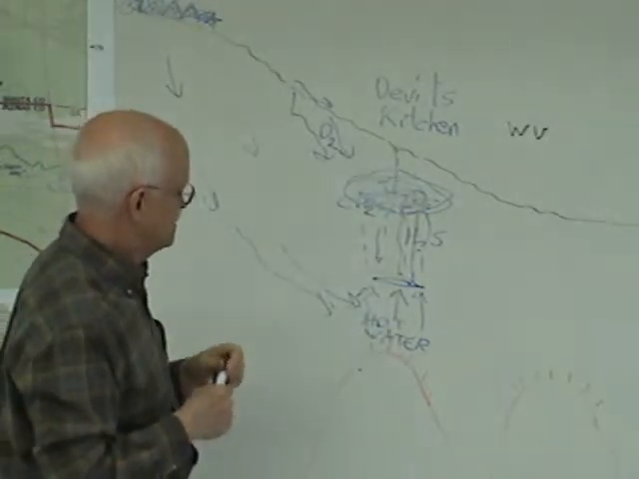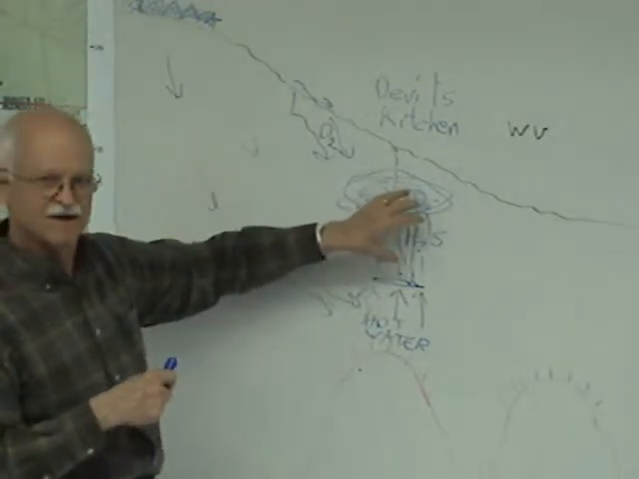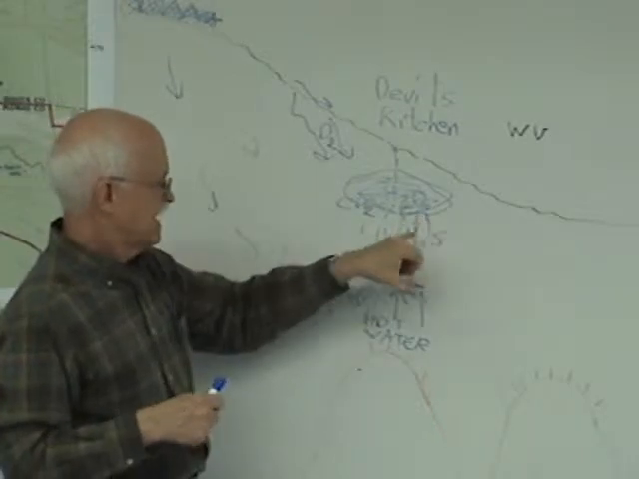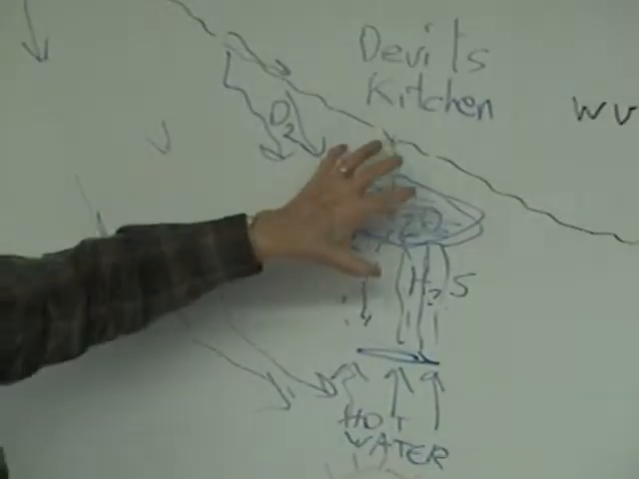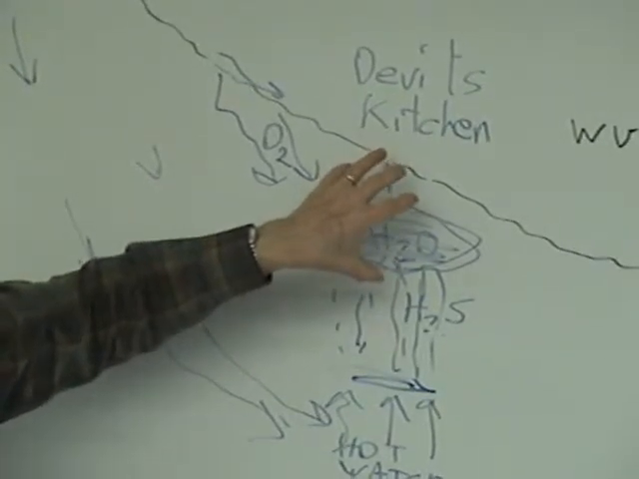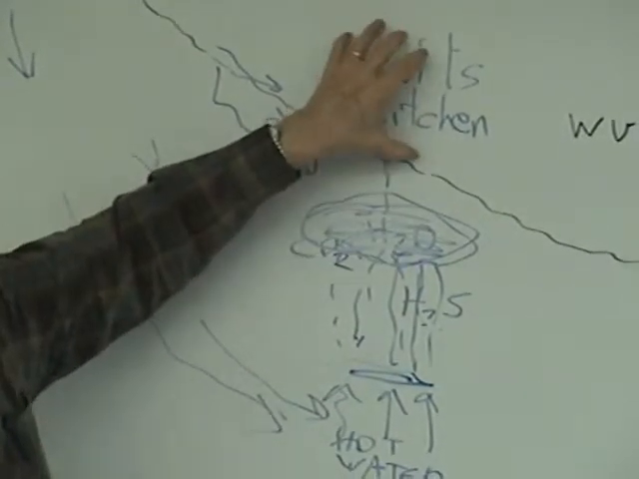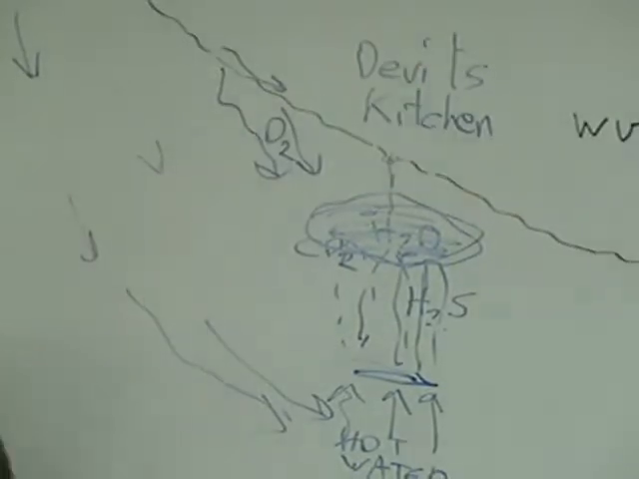So part of trying to understand how this environment at Devil's Kitchen is formed, we want to simulate a very important process. We want to take hot water, and we want to take sulfuric acid, because the evidence is that that's what's being formed down here. And we want it to interact with this rock right here in order to see if that can explain the environment that we see at the surface.